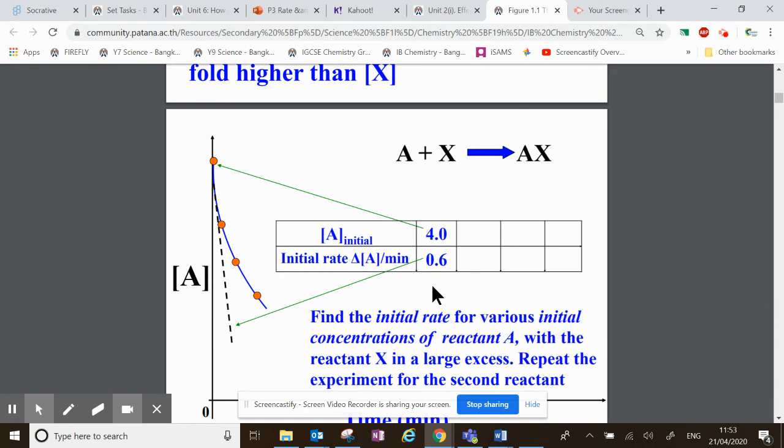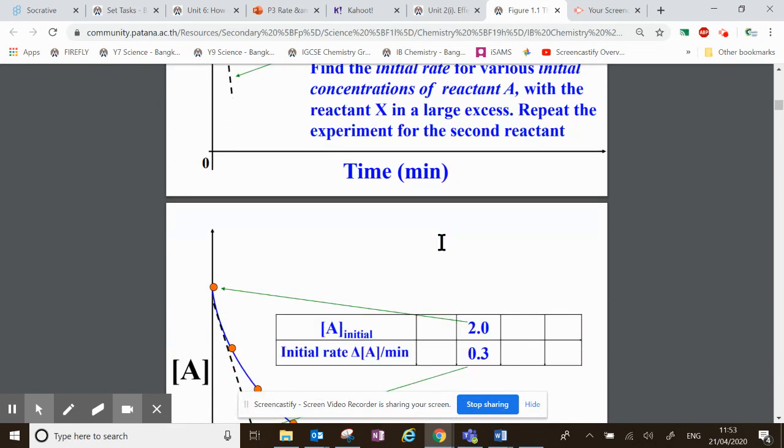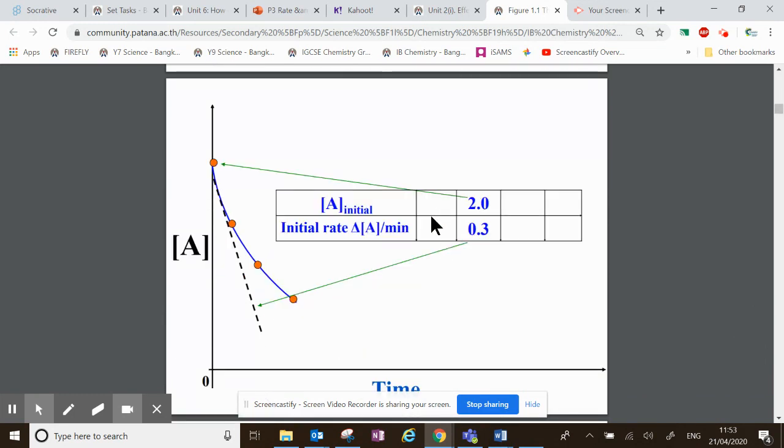So the first experiment was carried out using 4 molar A. In the next slide, it was carried out with half that concentration of A. So the same idea: the experiment is set up with half the concentration of A, it's left to run for a little while, and a tangent is drawn near the beginning of the reaction to work out the gradient near the start of the reaction. That's the initial rate. In this case, it's 0.3.